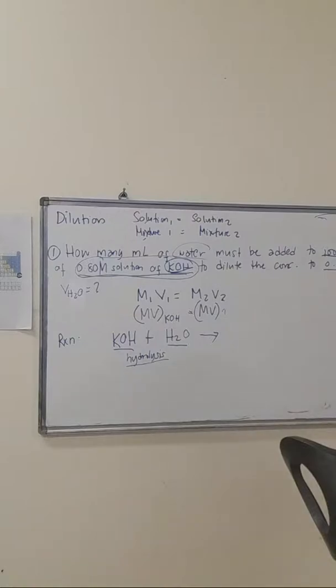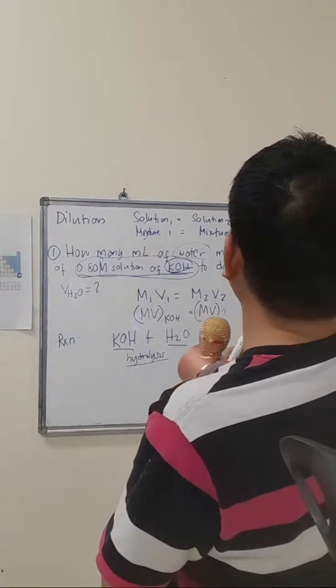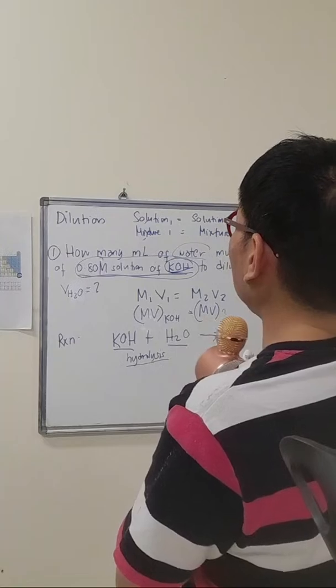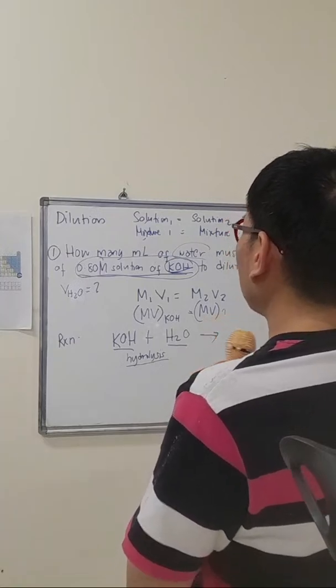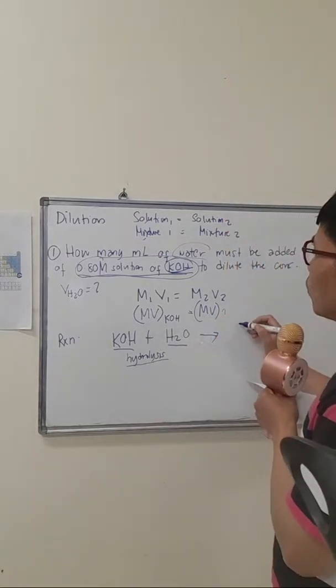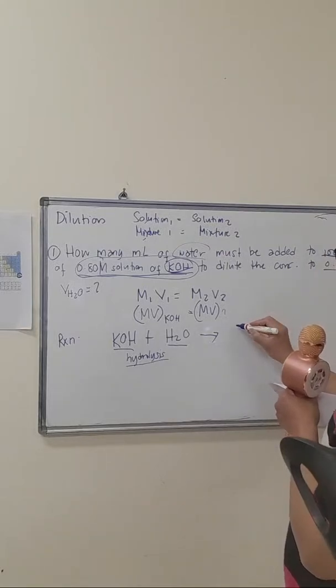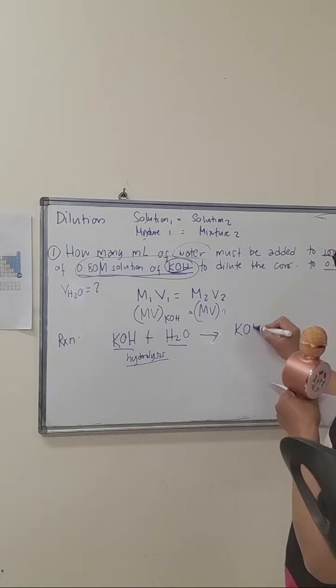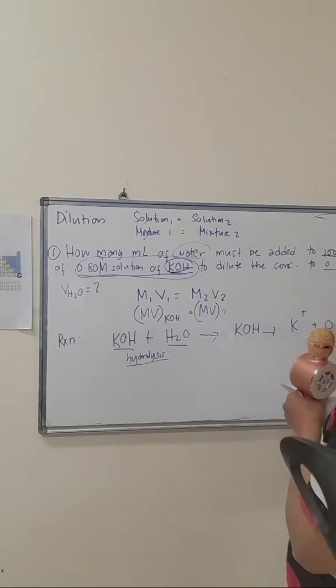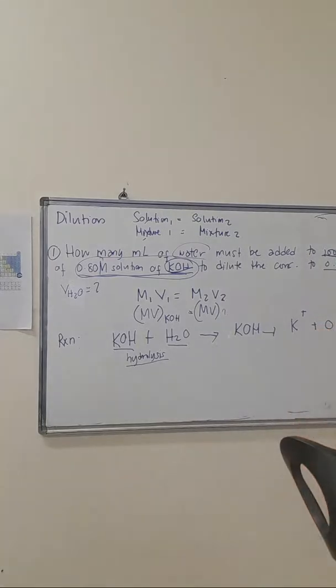So it's gonna be 0.20 potassium hydroxide. Potassium hydroxide is gonna be potassium positive plus hydroxide negative. Dissociation chemical reaction. How many milliliters of water do I add?